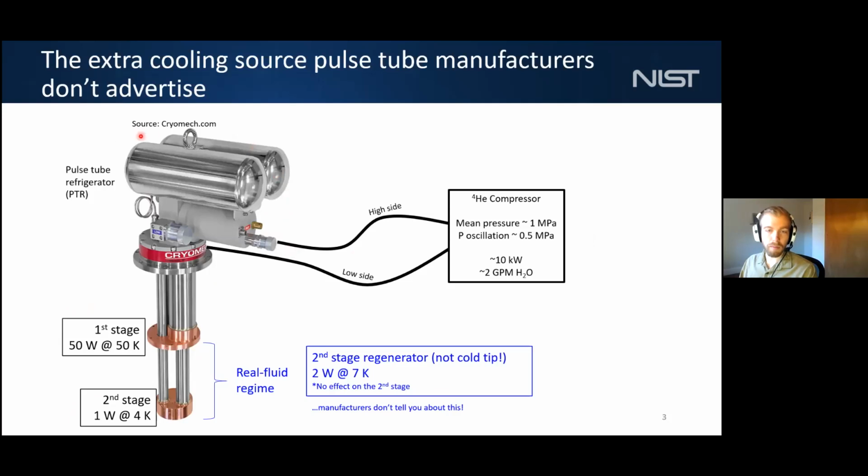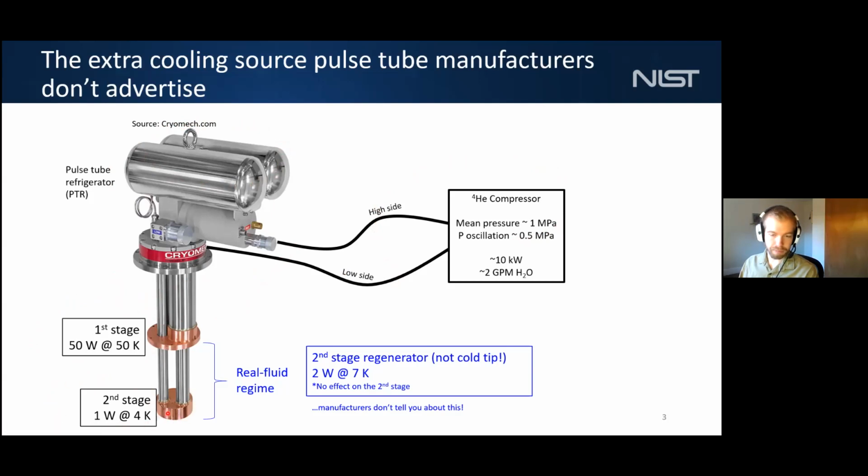So let's talk about this free source of cooling that pulse tube manufacturers don't advertise. Here's a pulse tube refrigerator, and everything in black that you see on the slide, this is what the manufacturer is going to tell you about. They're going to tell you there's this large helium-4 compressor. It requires a bunch of power and a bunch of water to cool it. And then they're going to tell you that it has a certain amount of cooling available at the first stage, say 50 watts at 50 Kelvin, and maybe 1 watt at 4 Kelvin at its second stage heat exchanger down here at the bottom.